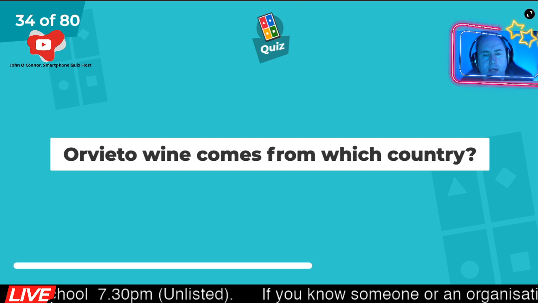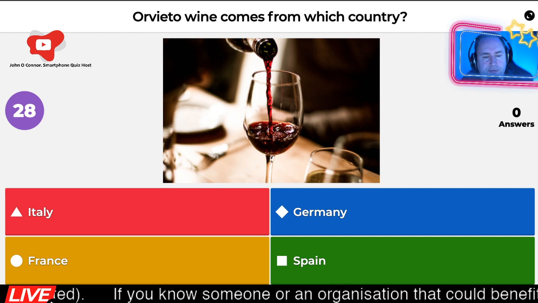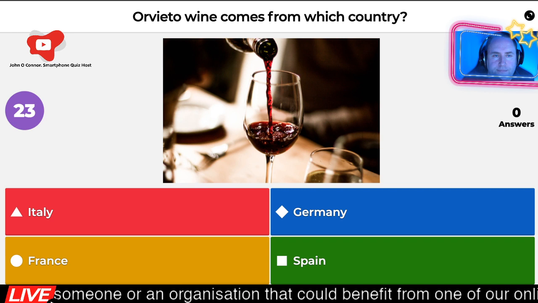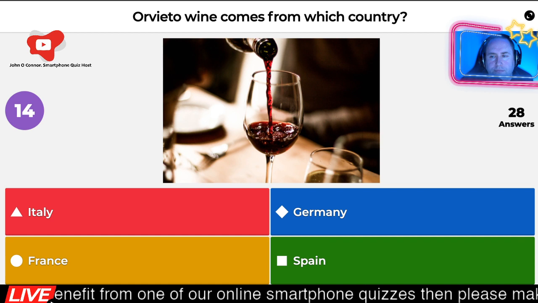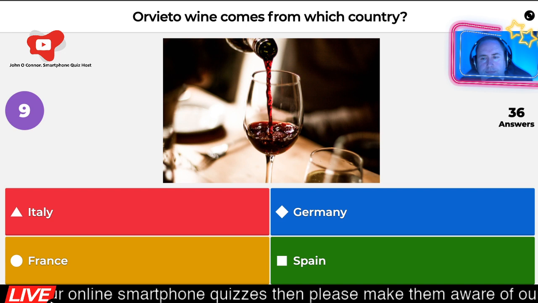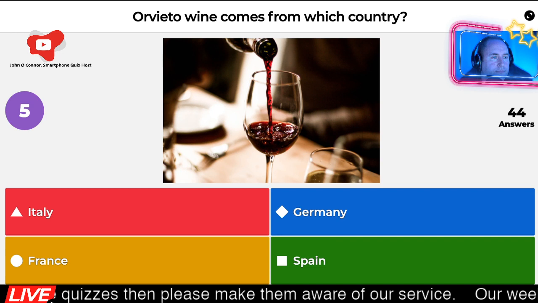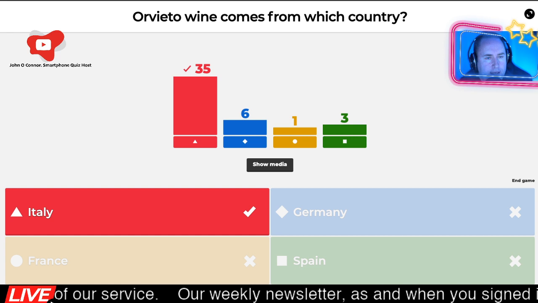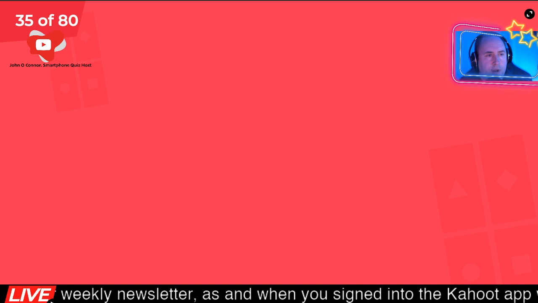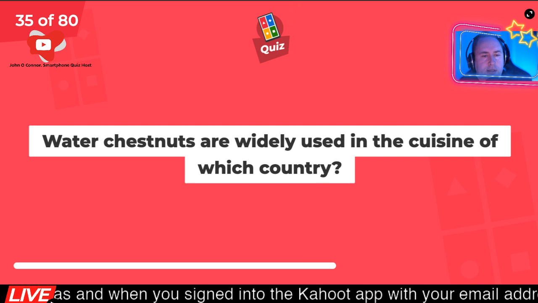Is it Italy, Germany, France, Spain? Five correct answers. It is Italy. No change in the top five. Here's question 35. What are chestnuts that are widely used in the cuisine of which country?